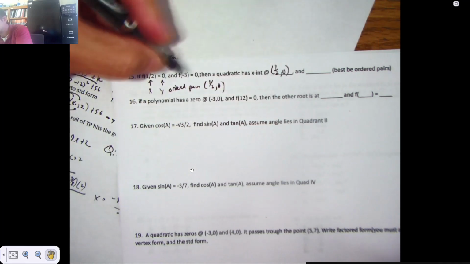All right. Looking the other way around, 15. If f of 1/2 is 0 and f of negative 3 is 0, then a quadratic has x-intercepts at blank and blank. Remember, this is x, this is y. This is the ordered pair. Give me a second. 1/2, 0. That means this is the ordered pair, negative 3, 0.